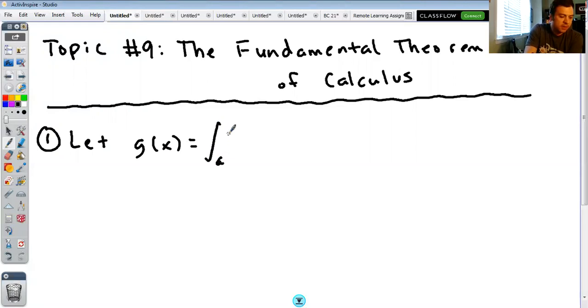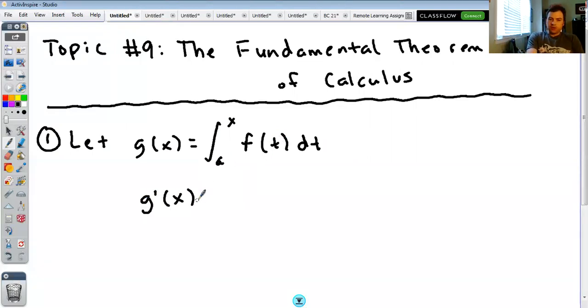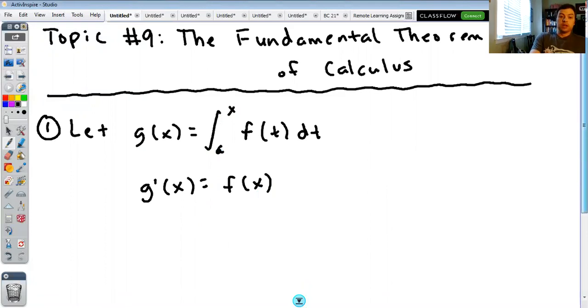So I'm going to begin this by looking at the idea of defining a function as an integral of some other function. So let's say we let g of x be equal to the integral from a to x of f of t dt. If we were to take the derivative of this function g, this would simply get rid of our integral and we'd be left with f of x. Now, this is a pretty simple concept. We spent time talking about why this was true in class, but really my goal here today is just to refresh your memory of it.